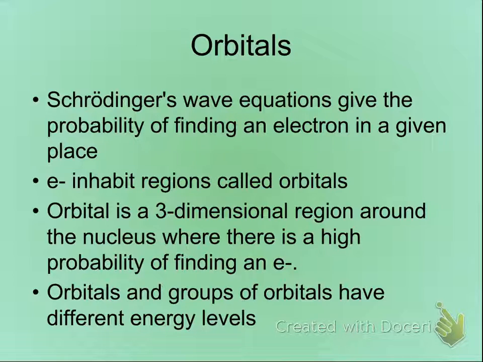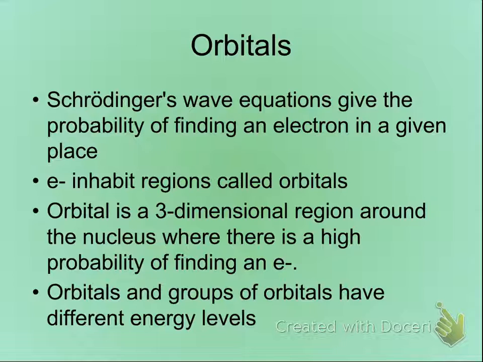If you want motion in 2 dimensions, you have to add a y component. Schrödinger's equations have an x, y, and a z component. Don't even think about trying this math at home. It's ugly, it's hideous, and it'll make your head hurt and possibly make your eyes bleed. But these 3-dimensional regions that are described by Schrödinger's equations are orbitals. And the orbitals are a 3-dimensional region around the nucleus where there is a high probability of finding an electron. Why do we say there's a high probability and not that that's where it is?